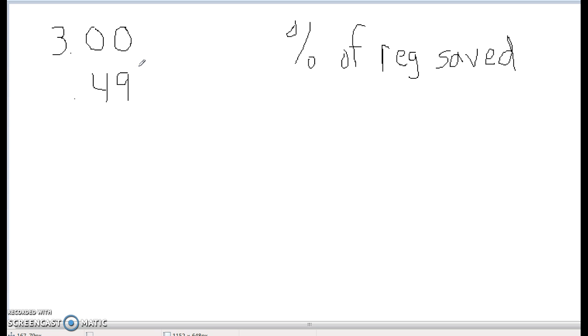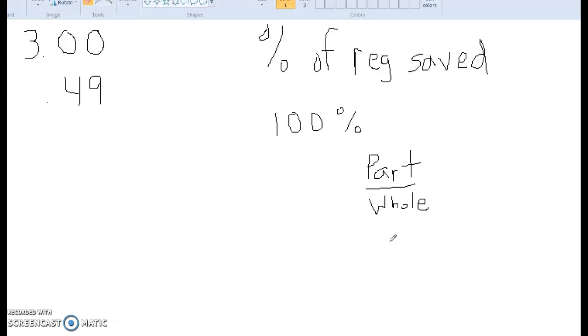But to be able to figure out how much we saved, you have to know a few things first of all. You have to know that $3 is 100% of the regular price. It is the regular price. So $3 is renting the movie at 100%. So what we're looking at is what's called a part to a whole. So the whole price would be $3. We need to figure out what part of the price we saved.